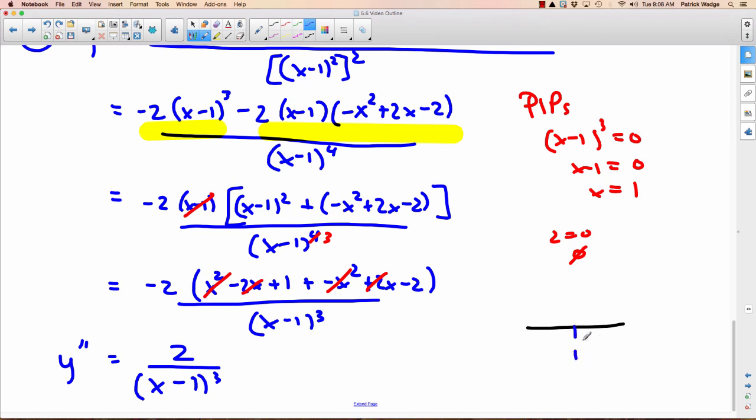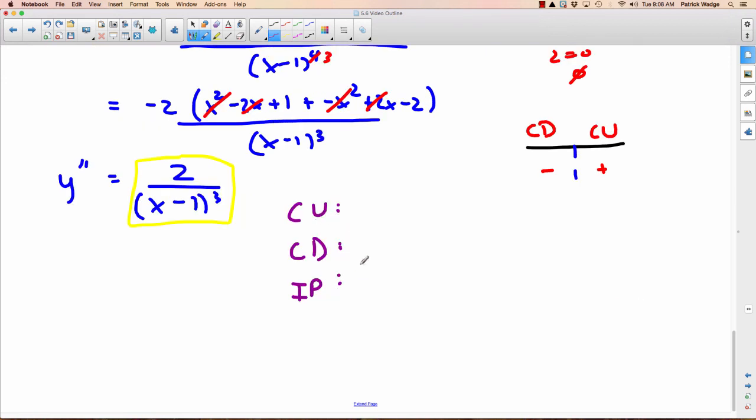So we're going to test this out right here. Okay, let's start by trying 0. 0 take away 1 is negative 1, and negative 1 cubed is still negative. 2 divided by negative is negative. So this is concave down. Let's put 2 in here. 2 take away 1 is 1. 1 cubed is still 1. 2 divided by 1, that's a positive number. This is concave up. So concave up, concave down, inflection point.